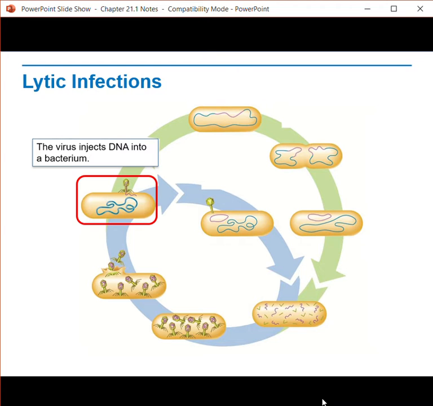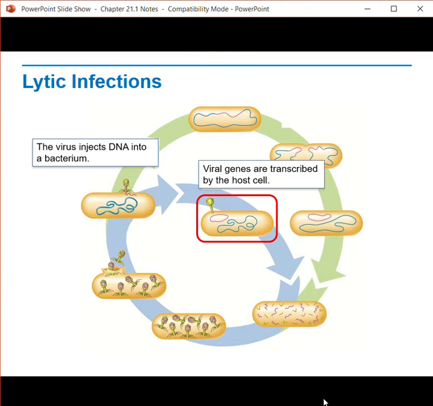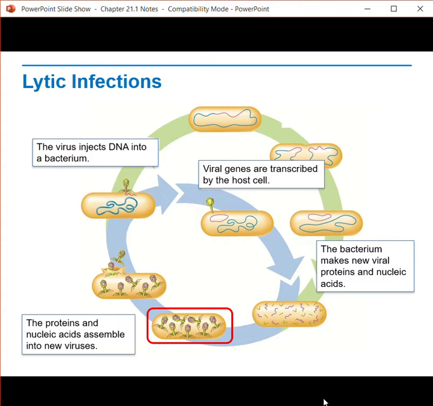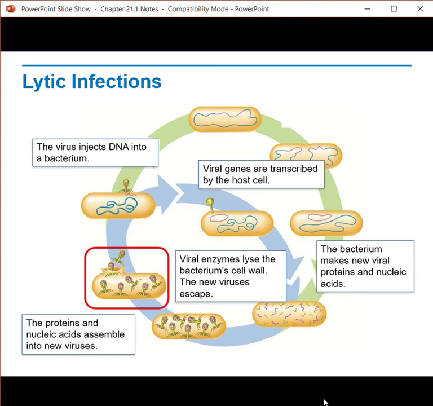Step 1 was the virus injects DNA into a bacterium. Step 2 was viral genes are transcribed by the host. Step 3, the bacterium makes new viral proteins and nucleic acids. Step 4 was the proteins and nucleic acids assemble into new viruses. And step 5, they bust out. The viral enzymes lyse the bacterium cell wall, and the new viruses escape.